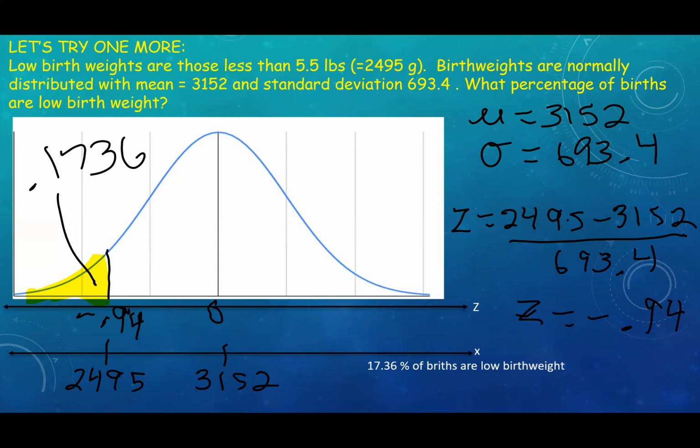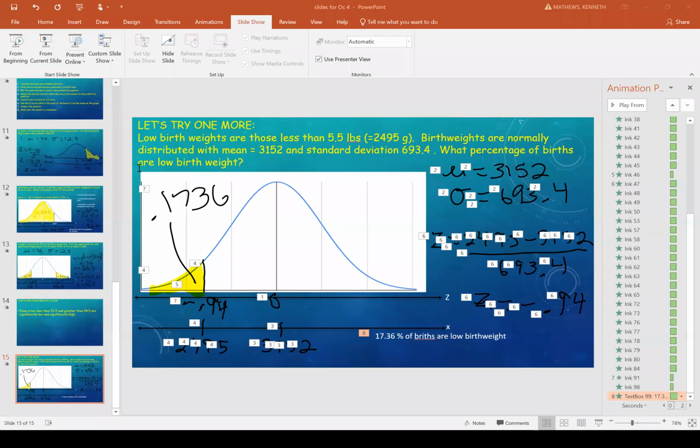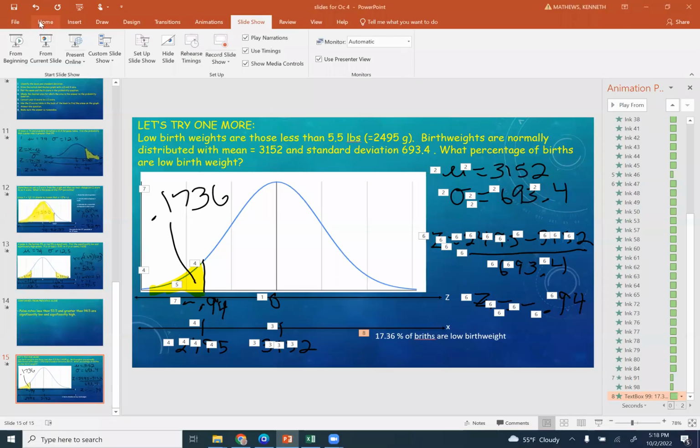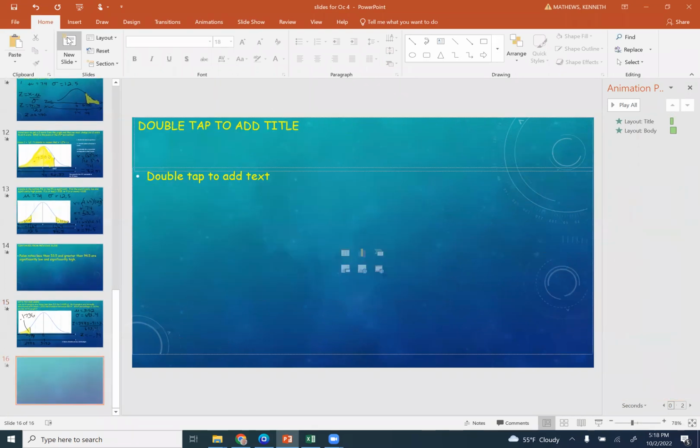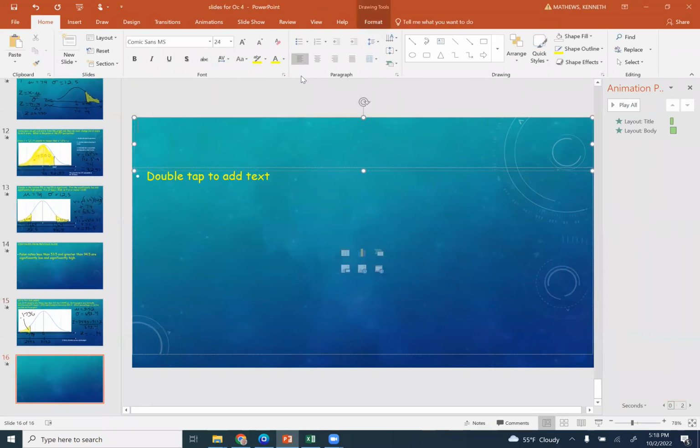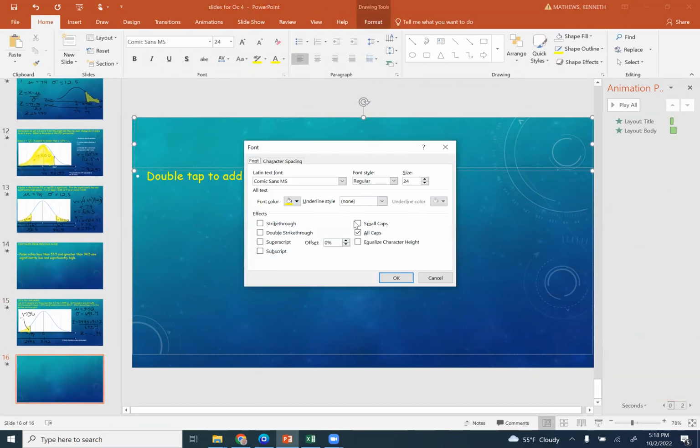All right. Why don't I give you guys one more to do? I'm going to go home and add a new slide. I'll show you how easy this is. All right. It gives all caps, so I hate that. Let's get rid of that.